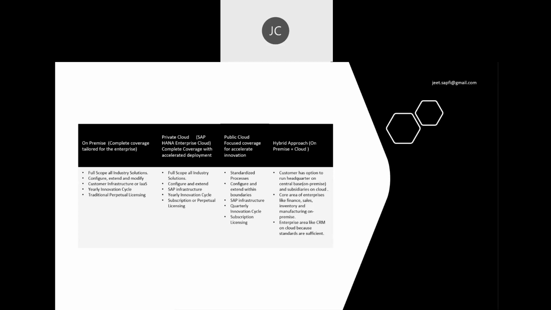So what I'm trying to say here is, let's say their core area of the enterprise, like finance, sales, inventory, and manufacturing, they can go for on premise, right? Not only the subsidiary option, but solution-wise also. The core area where they are working, like finance, sales, inventory, and manufacturing, they say, okay, this I want on premise, but enterprise solutions like CRM or SRM, that is customer relationship management, supplier relationship management, or product lifecycle management kind of solutions, I want on cloud, right? So they can go for that approach also.